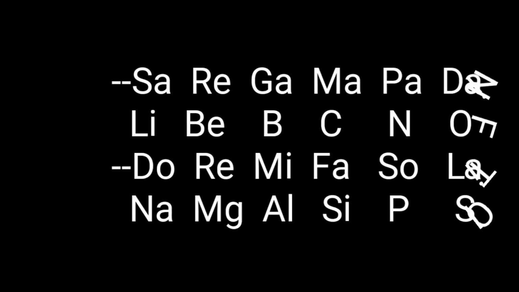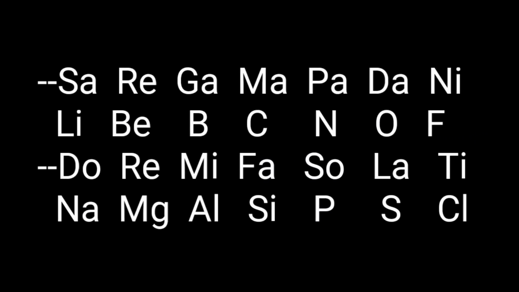Are you familiar with musical notes? In the Indian system of music, there are 7 musical notes in a scale: Sa, Re, Ga, Ma, Pa, Da, Ni. In the West, they use the notations Do, Re, Mi, Fa, Sol, La, Ti.